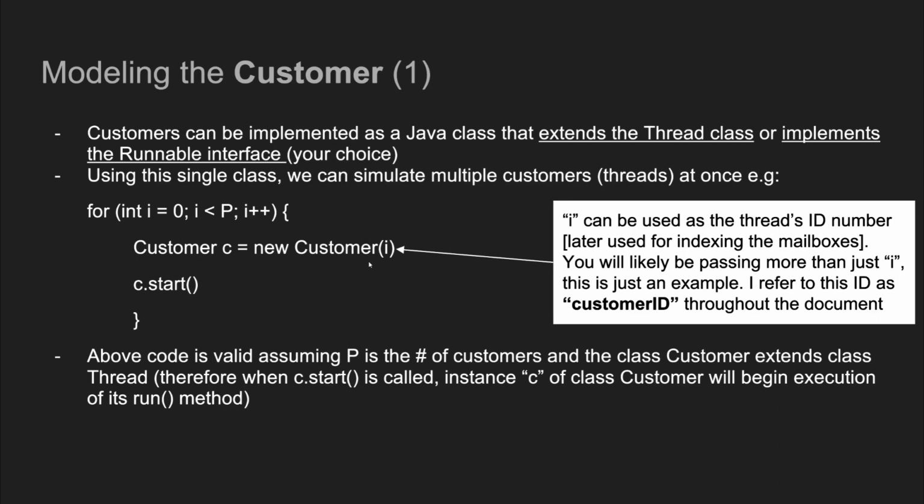So the first thing here is you should already know how to create threads in Java or C and C++ from the first homework assignment, but this just goes over how we can create a customer thread that either extends the thread class or implements the runnable interface. And here we're just looping through the number of people in the post office P, creating these customers, giving them a unique ID, and then starting. I have a note here that this ID that I give the customers in this snippet, I refer to as customer ID throughout the document. So keep that in mind, that it's a unique ID that each customer thread has.